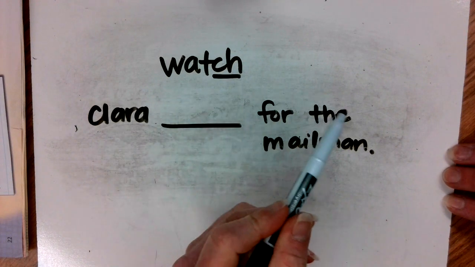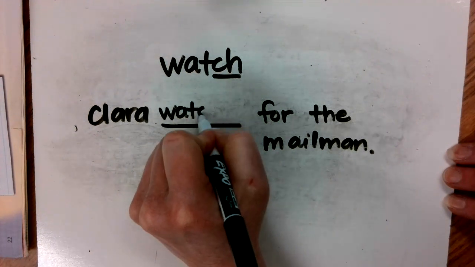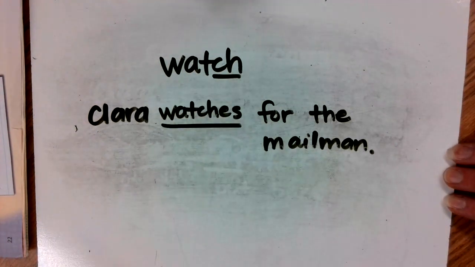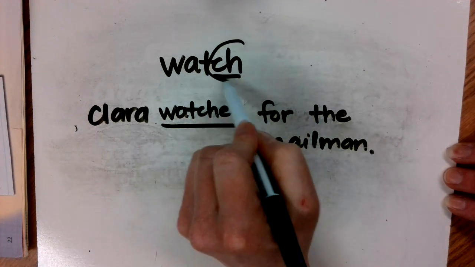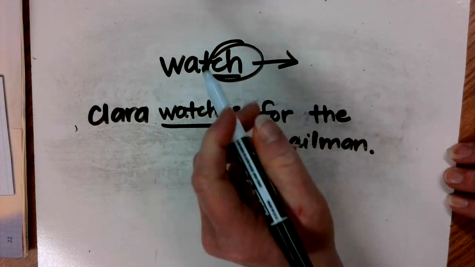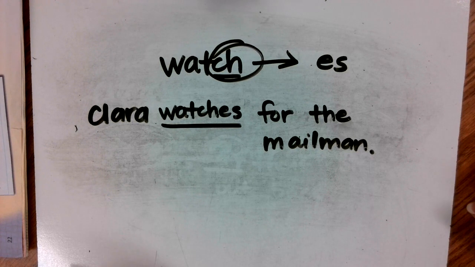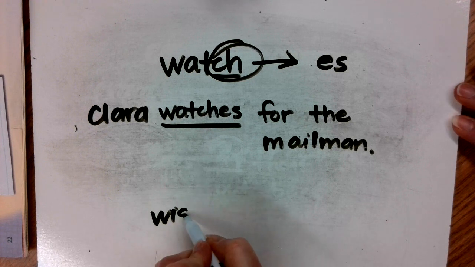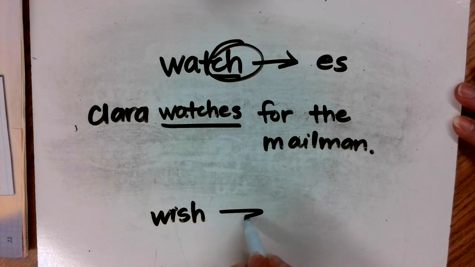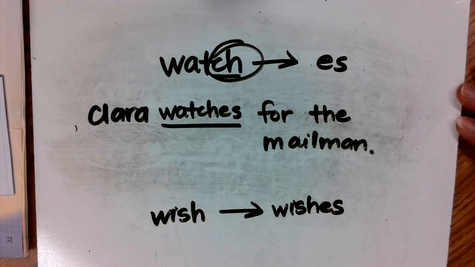Clara watches for the mailman. When we have a CH at the end, we're going to put an ES after it. So it becomes watches. Okay. The same thing with a SH, like wish, would become wishes.